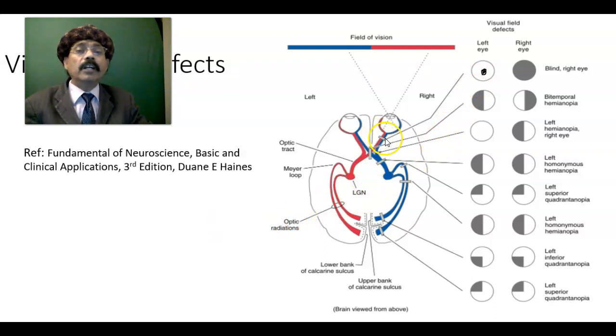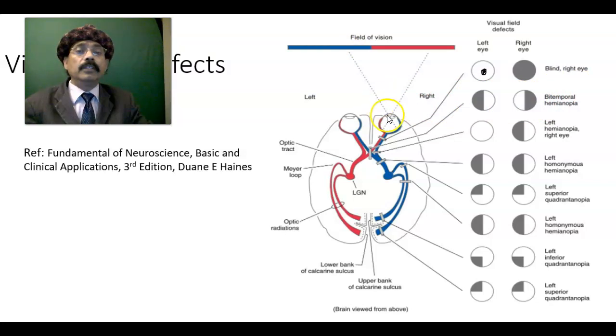Suppose this entire nerve is cut, what will happen? This is the right optic nerve cut. Then we'll have a total right eye blindness due to section of the right optic nerve. This is the optic chiasm. If it is cut, what will we get? We'll get bitemporal hemianopia. So the lateral field of vision will be lost. That means the temporal field of vision is lost.